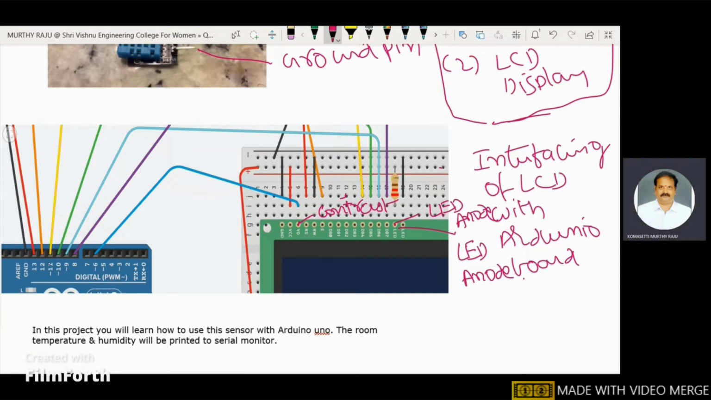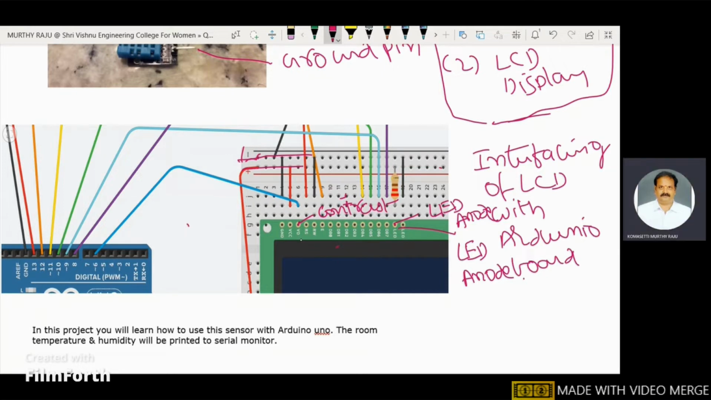Here some Arduino pins are assigned to these LCD pins. Ground is connected to ground. VCC is connected to the VCC line. These two are the lines made on the breadboard with the help of the Arduino board. This one is the ground line, and this one is the VCC line.